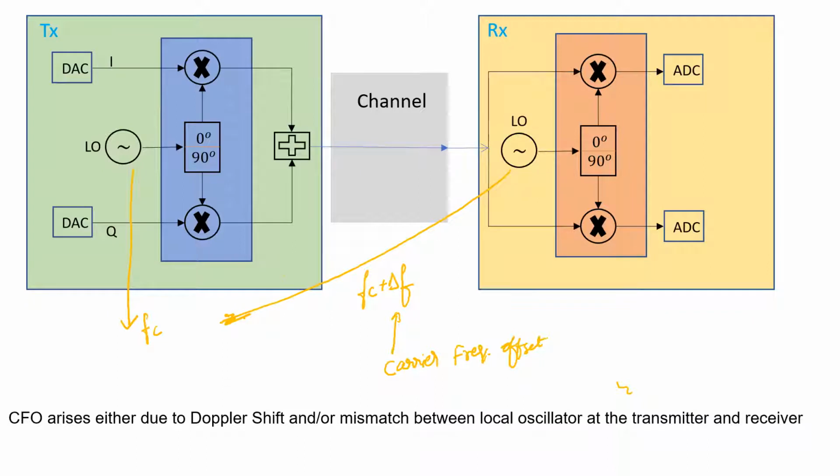So CFO arises due to Doppler shift. Basically, I will go in this flow for all the impairments. I will first show the block diagram. Then we will try to understand what is the source of that particular imperfection, then what are the impacts of that imperfection or impairment. Then we will try to understand the signal model. Signal model means the input and output relationship: if my input is Xn, then how that Xn transforms because of the presence of the impairment.